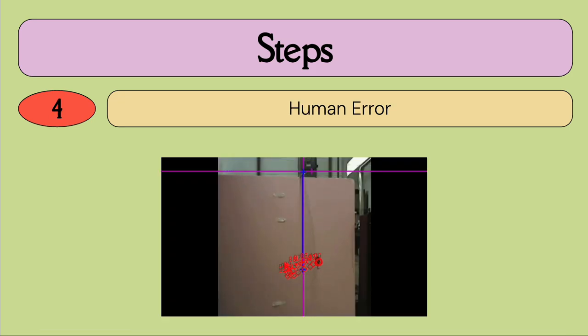For potentials of human error, my biggest source of error would be when I was tracking the motion on the Tracker program. You have to be very precise in where you're clicking, and there could have been potential error there.